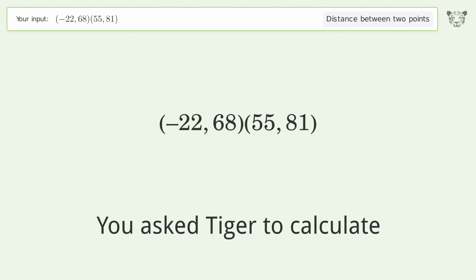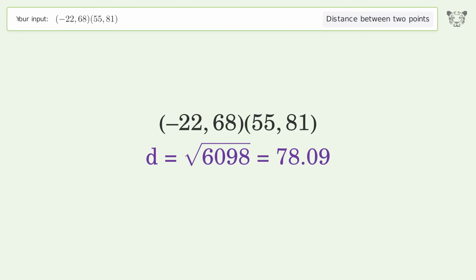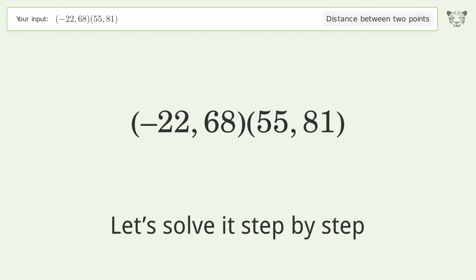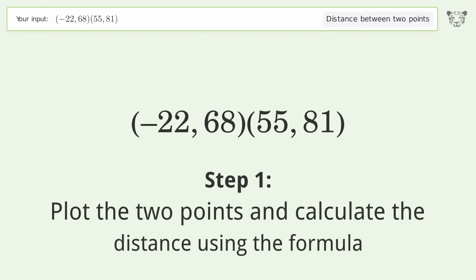You ask Tiger to calculate. This deals with the distance between 2 points. The distance between the 2 points is the square root of 6098, or 78.09. Let's solve it step by step. Plot the 2 points and calculate the distance using the formula.